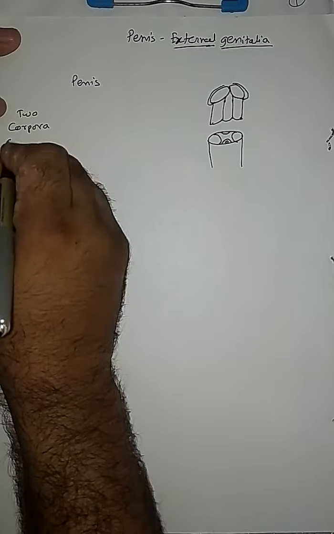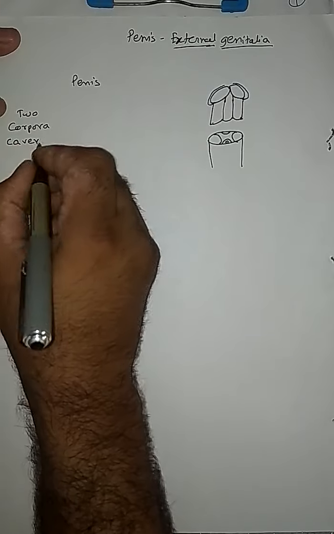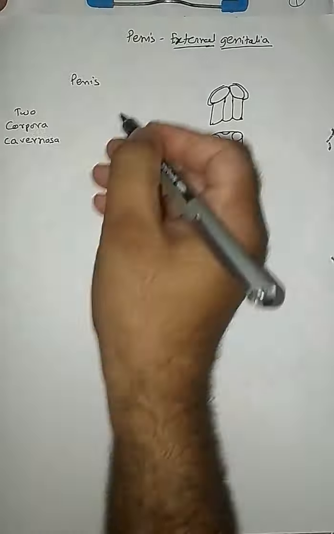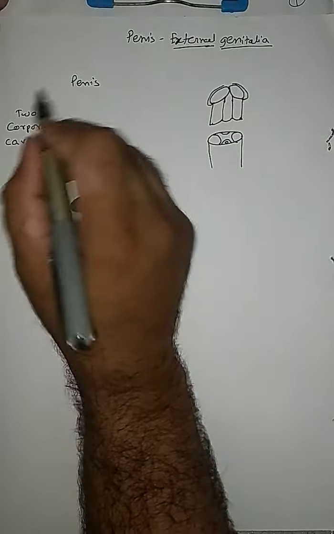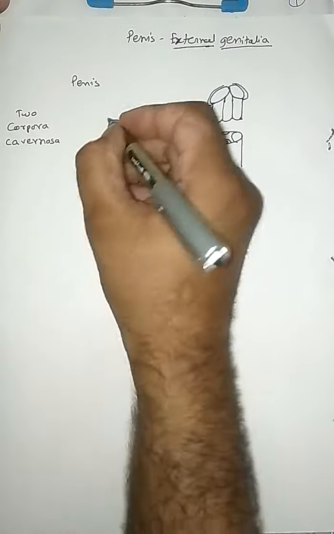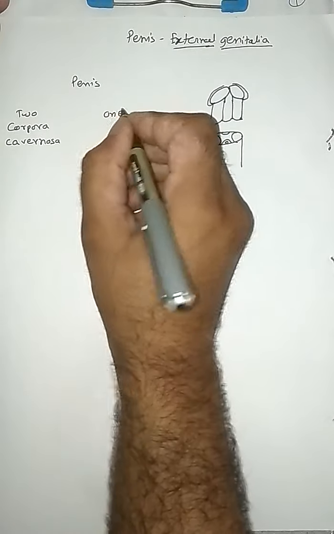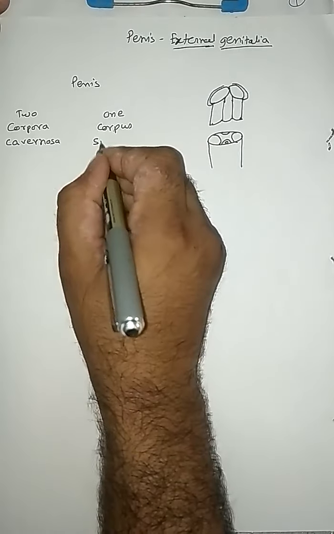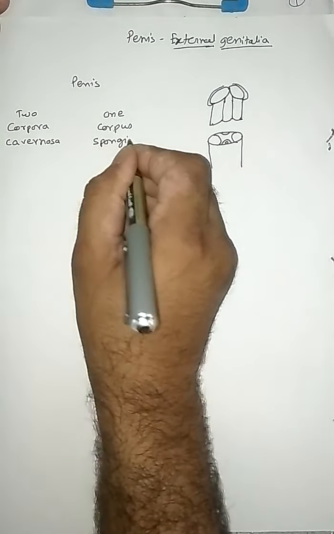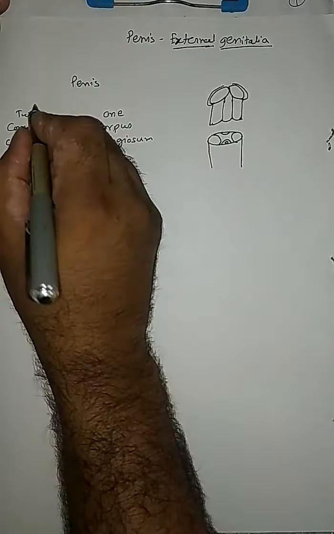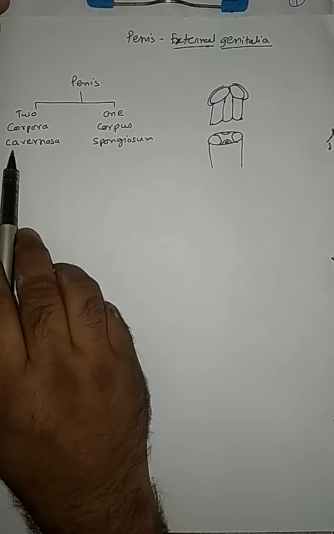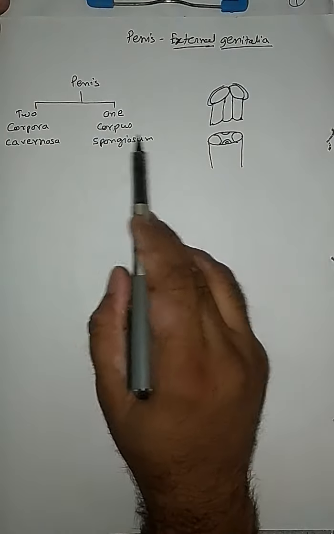It has two corpora cavernosa, which are two in number, and one corpus spongiosum. So the penis has two major parts: two corpora cavernosa and one corpus spongiosum.